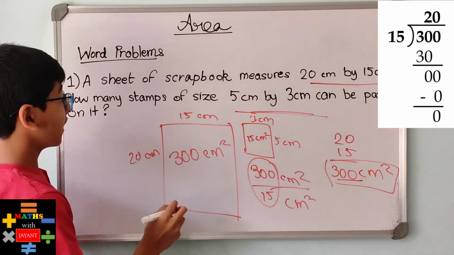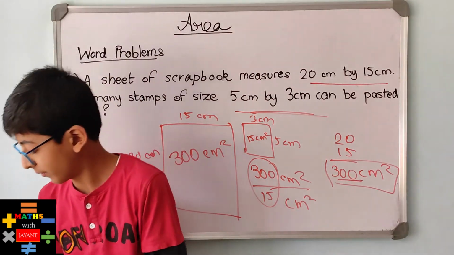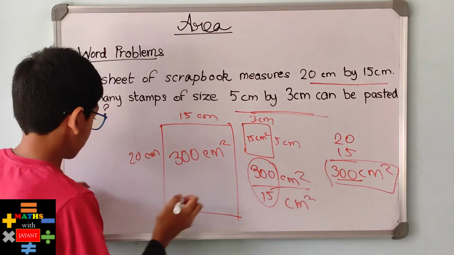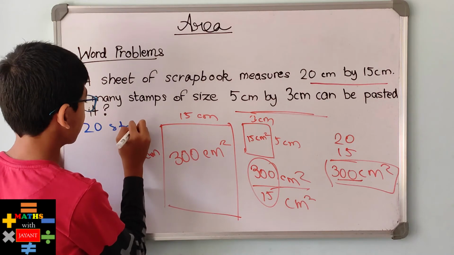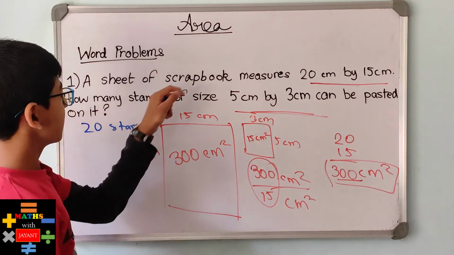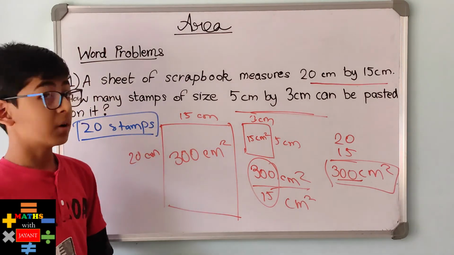So our final answer to this question will be 20 stamps. 20 stamps can be pasted on the sheet of scrapbook. Now let us move on to our next word problem.